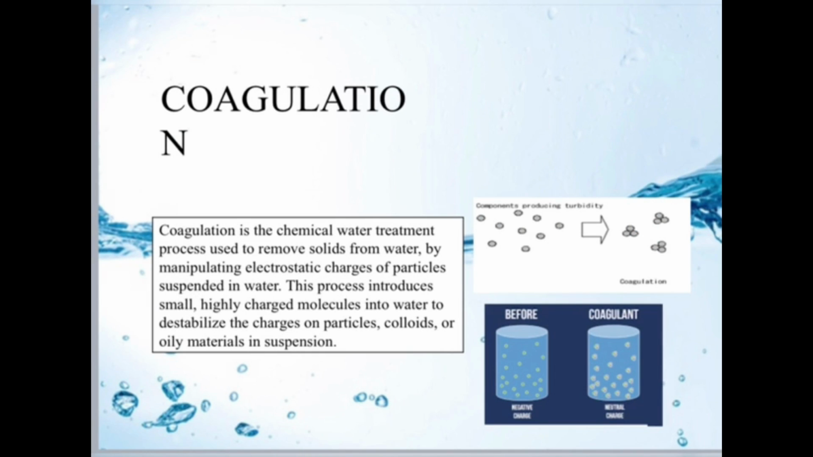Next, we move to process number 3, coagulation. I just want to let you know about coagulation. Coagulation is the chemical water treatment process used to remove solids from the water by manipulating the electrostatic charge of particles suspended in water. Besides that, this process introduces small highly charged molecules into water to destabilize the charge on particles, colloids, or oily material in suspension.